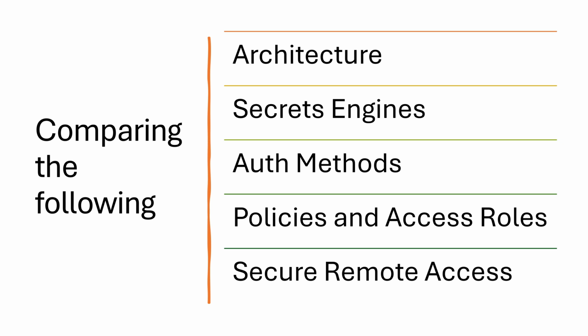Let's get started. In this demo, I really want to compare the following items. The first is the architecture between Akeyless and HashiCorp Vault. Then we're going to take a look at the secrets engines. That's what it's called in Vault, but in reality, these are really the secrets that we have in both products. Then we're going to talk about the authentication methods. That's how we can access either Akeyless or Vault.